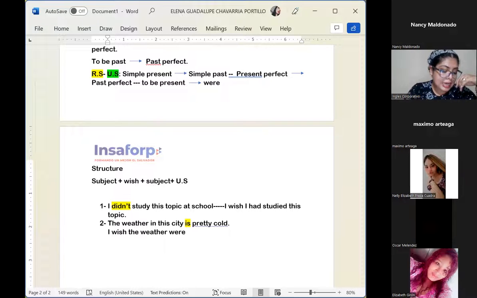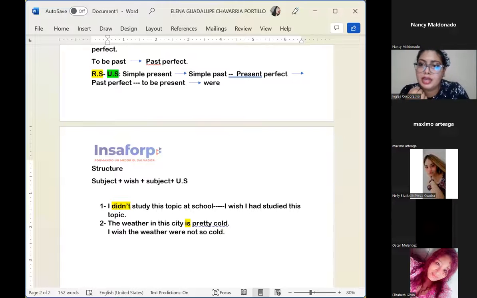So I wish the weather were, in this case, we are going to make it negative, because we are going to say, ojalá el clima no fuera tan frío. So in this case, we're not so cold. And we have the second sentence. Because in that case, if we are not using the not, we are saying, ojalá el clima fuera tan frío. And that is not the thing that we're going to say. In that case it is, I wish the weather were not so cold. Ojalá el clima no fuera tan frío.